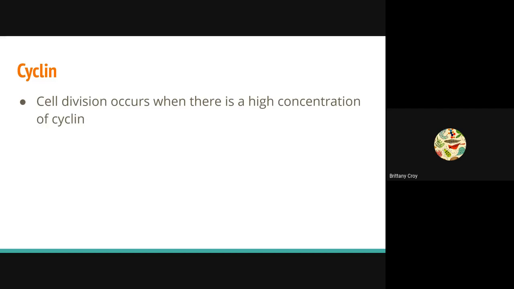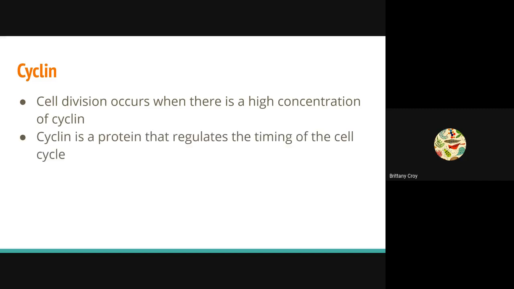That tells us that cyclins are able to regulate the cell cycle. Cell division occurs anytime there's a high concentration of cyclin. Cyclin is a protein that regulates the timing of the cell cycle. And just to reiterate, whenever there's a high concentration, that causes mitosis, and a low concentration causes interphase.